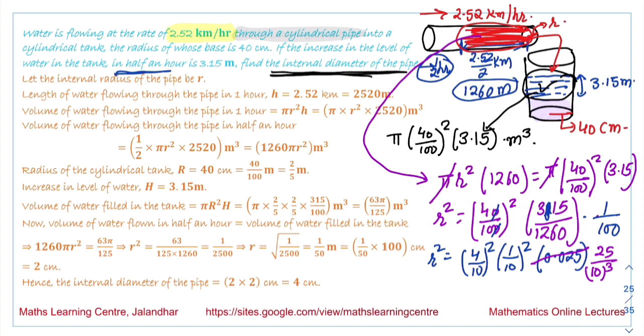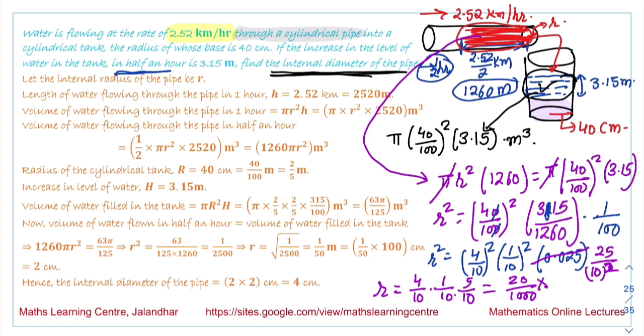So the value of r that we will get is 10 raised to the power 2, not 3, it is 10 raised to the power 2. So the value of r we get is 4 by 10 into 1 by 10 into 5 by 10. So the answer we get is 20 by 1000. It is this much in meters.